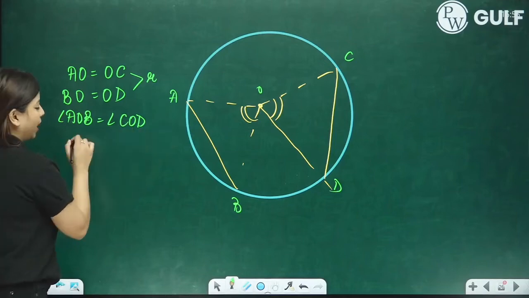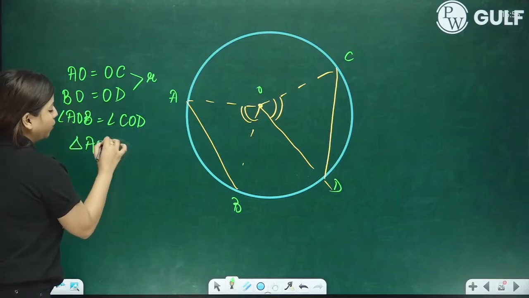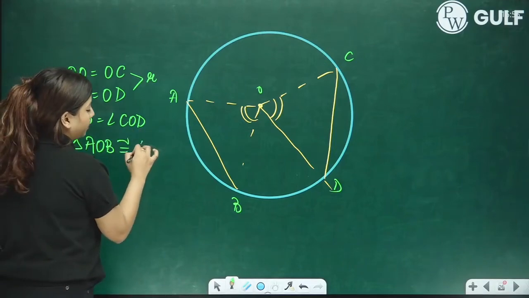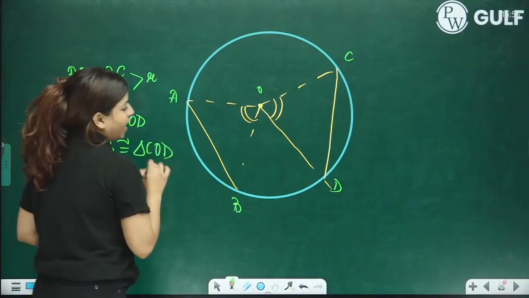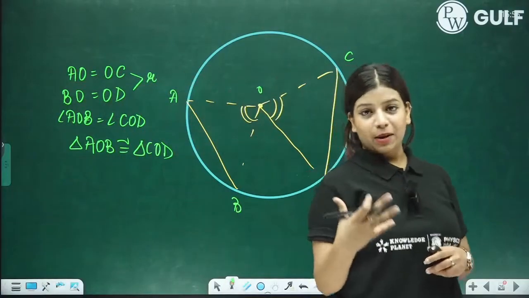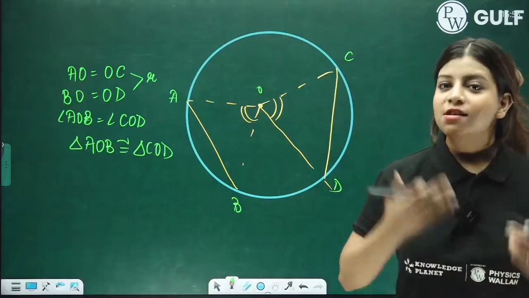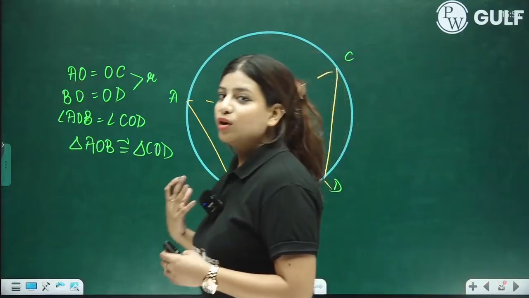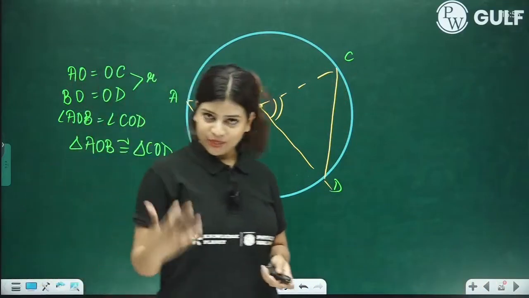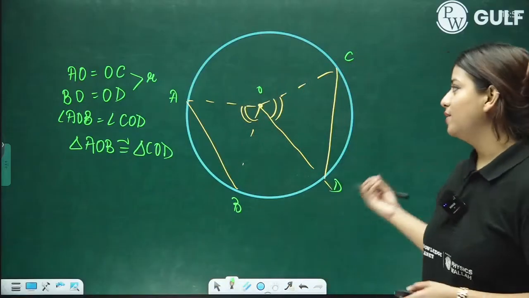So we can say triangle AOB is congruent to triangle COD. And if the triangles are congruent, then AB is equal to CD by CPCT, that is, the corresponding parts of congruent triangles. I hope this is clear to everyone.